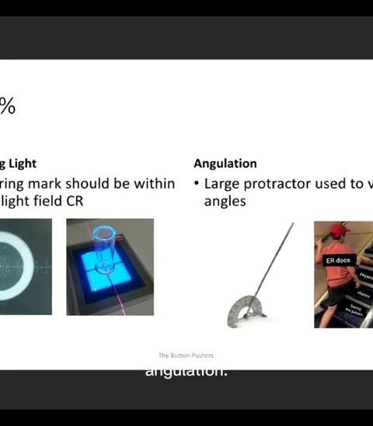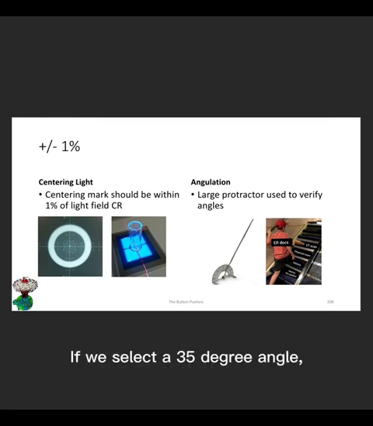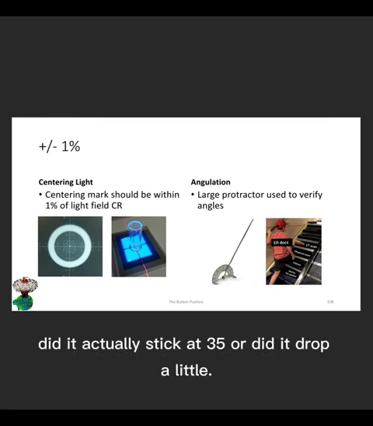Plus or minus 1% is our centering light and angulation. Is our CR in the middle of the IR bucky? If we select a 35-degree angle, did it actually stick at 35 or did it drop a little?